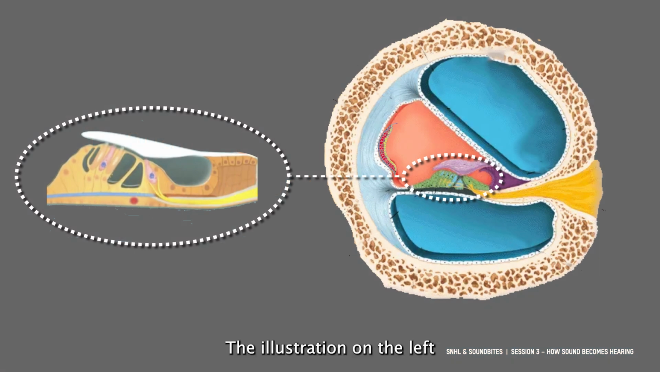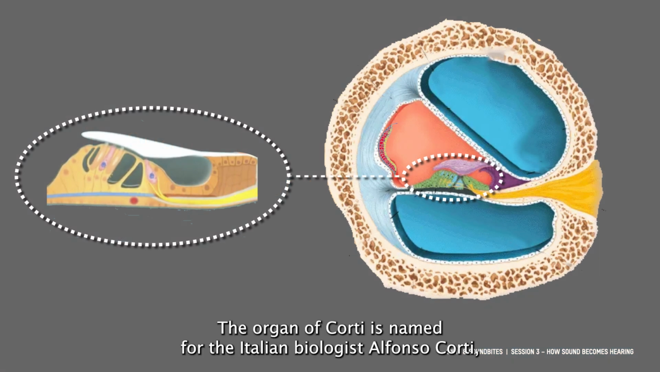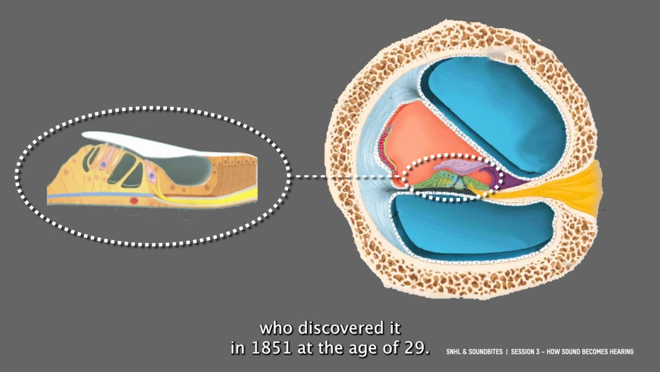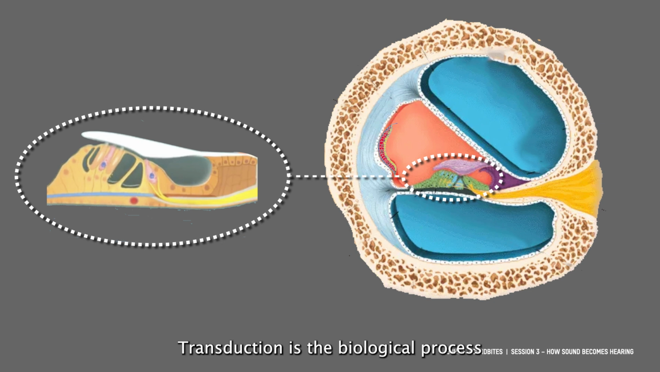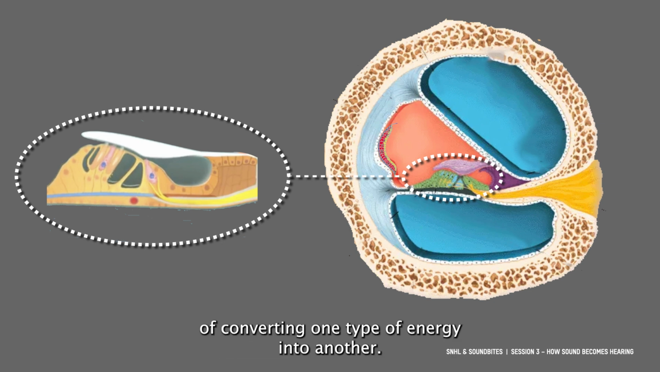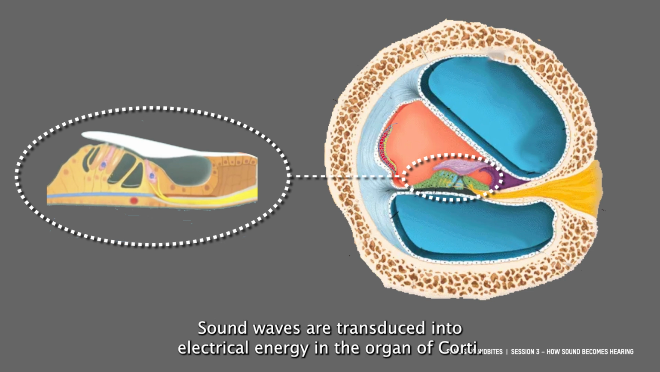The illustration on the left magnifies the cross-section of the organ of Corti. The organ of Corti is named for the Italian biologist Alfonso Corti, who discovered it in 1851 at the age of 29. Transduction is the biological process of converting one type of energy into another. Sound waves are transduced into electrical energy in the organ of Corti.